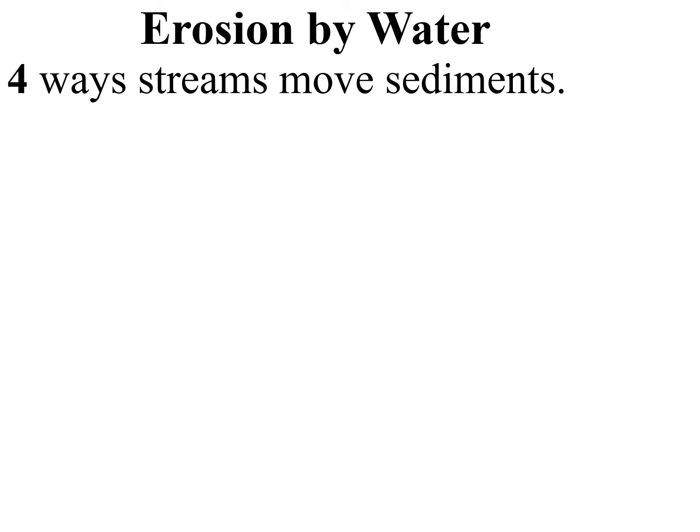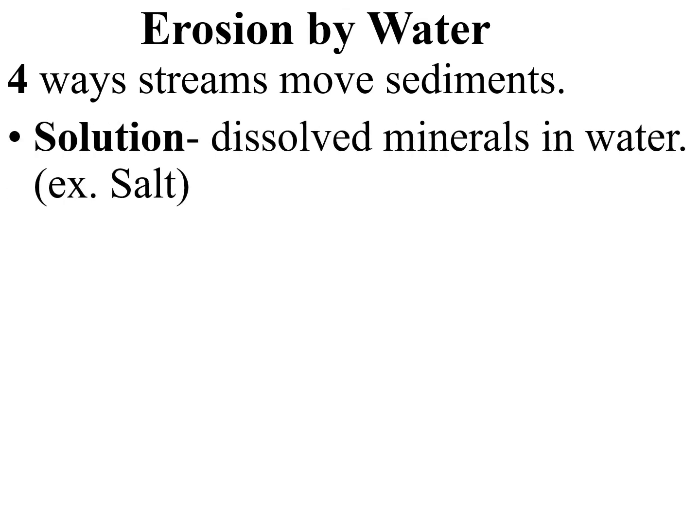There are 4 ways streams move sediments. So the first is to just dissolve the things that are there. For example, salt would be dissolved into the streams. Many streams have a little bit of salt in them. You can't taste it. It tastes like fresh water. But if that salt gets into the ocean, when the water evaporates, it leaves the salt behind. That's why the oceans become increasingly salty.